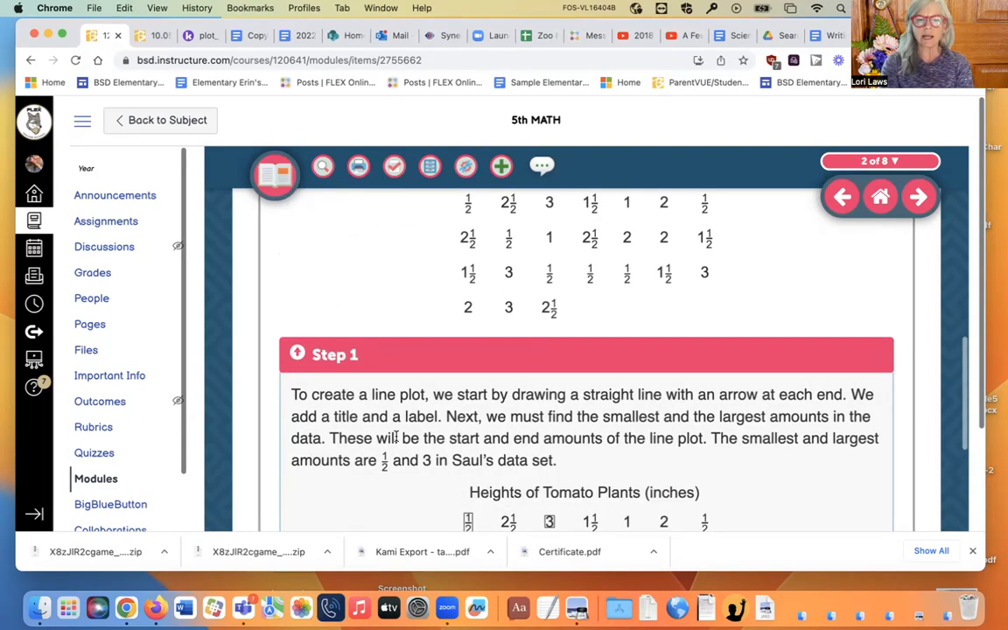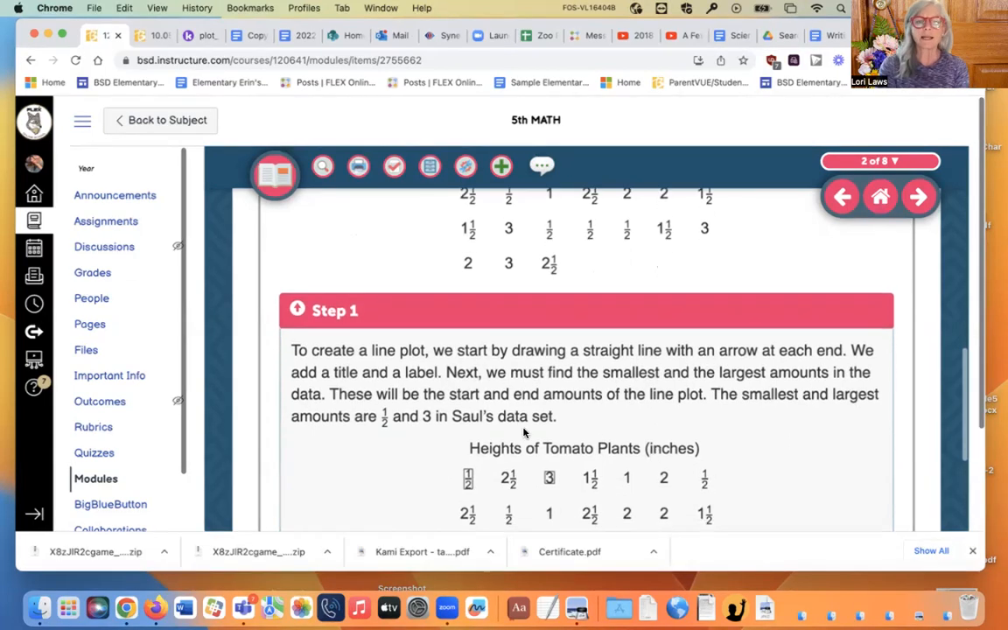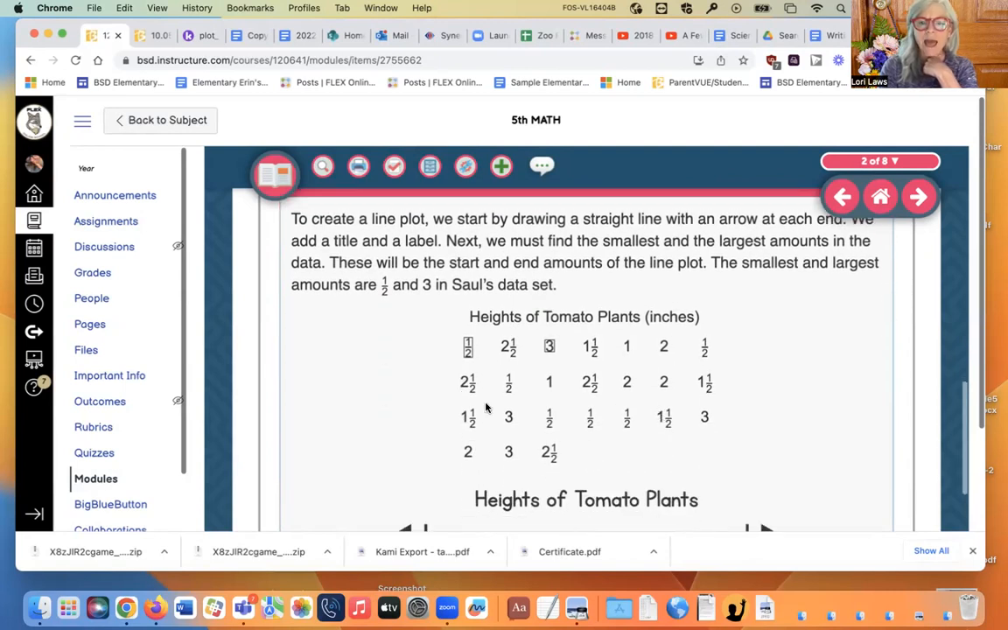Step 1, to create a line plot, we start by drawing a straight line with an arrow at each end. We add a title and a label, height of tomato plants in inches. Next, we must find the smallest and largest amounts in the data. So we have 1/2 an inch. Some of the plants grew only 1/2 an inch. Some of them grew 3 inches.